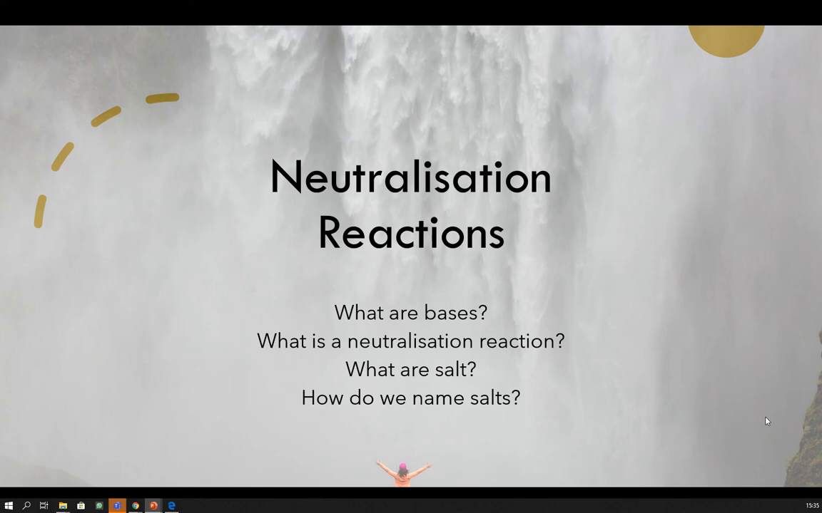You should know that salts are made when bases and acids react together, and a salt is formed when the hydrogen ion in the acid is replaced by a metal ion or ammonium ion. And finally, when we name salts, the first part of the name of the salt comes from the base, and it's the metal ion or ammonium ion. And the second part of the salt name comes from the acid. And you should know the various acids and what endings they give to the salt name.